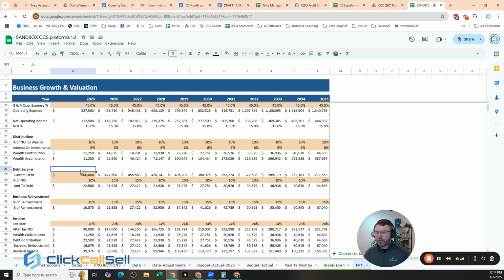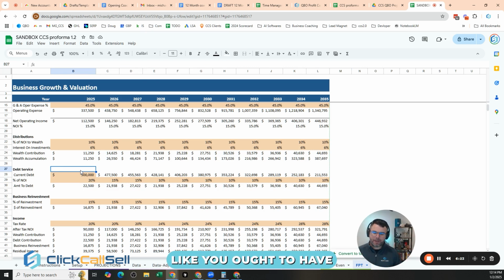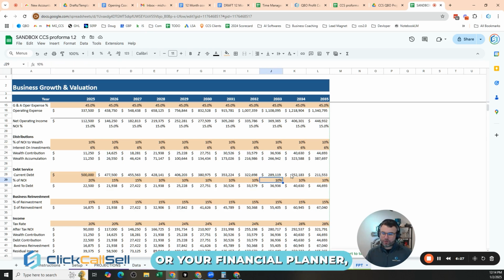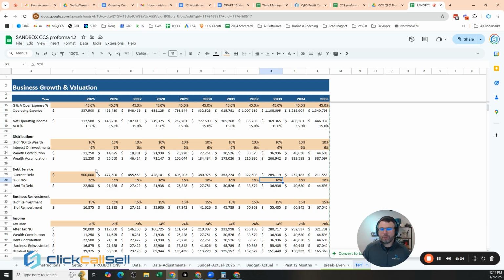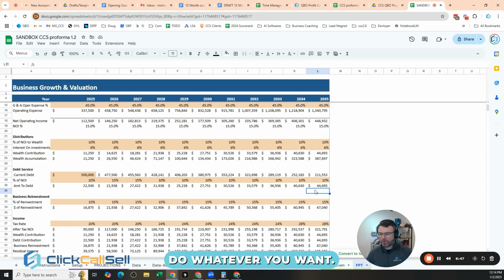Talk to your financial advisor about how much you should be paying off, because good debt, bad debt, high interest rate, low interest rate, you want to have a really good plan with your CPA or your financial planner on how you're targeting this, so that you are doing it strategically. If you have a 0% loan, it doesn't really make any sense to pay it off, because you could invest in S&P and get a 6% return back. So there are a lot of ways that you could think about debt. If you're a person that's completely averse to it, then just pay it off. It's your business. You can do whatever you want.